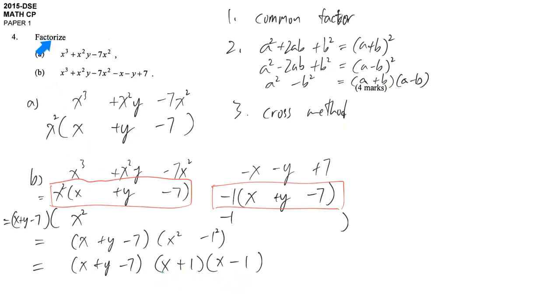The requirement of factorize means you have to factorize it until you can't factorize further. So no common factor, power of 1. No common factor, power of 1. No common factor, power of 1. Then you confirm this is the simplest form. And we finish the question.